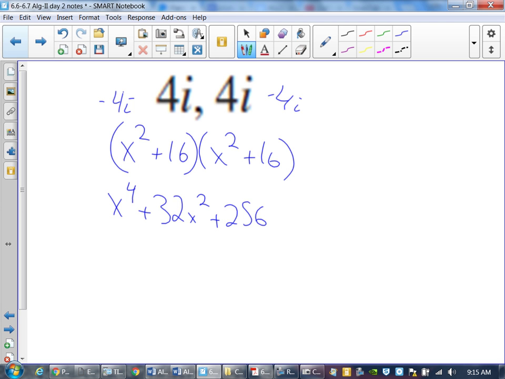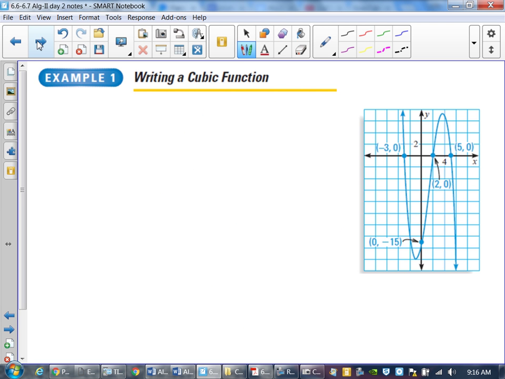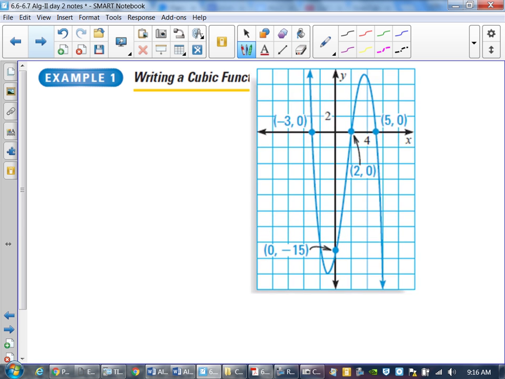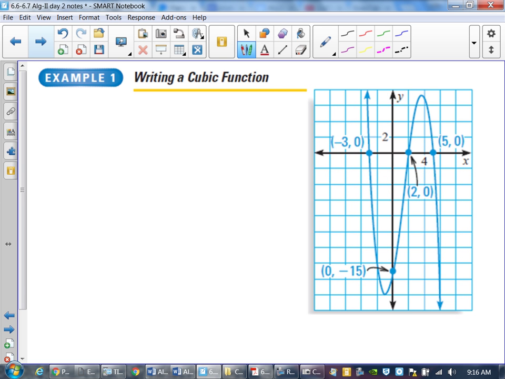Okay. So the other quick example I wanted to show you guys is how do you write a cubic function given ordered pairs? So you have ordered pairs of negative 3, 0; 2, 0; 5, 0; and you have another point at 0, negative 15. If I want to write a cubic function, that means what degree is it going to be? Third. Third degree, okay? So there's a generic formula for this.